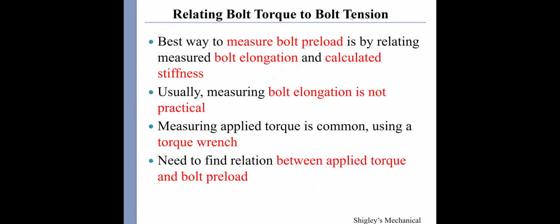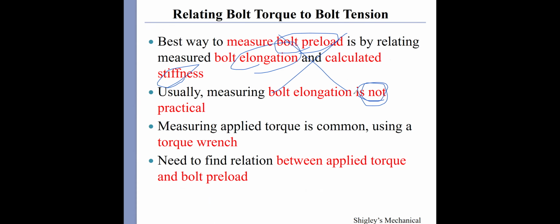Okay, so relating bolt torque to bolt tension. The best way to measure bolt load preload is by relating measured bolt elongation and calculated stiffness. Usually measuring bolt elongation is not practical. Measuring applied torque is common using a torque wrench. Need to find relation between applied torque and the bolt preload. Okay, so this description describes that. So for this preload, the elongation and the stiffness is not practical. That means it's useless.